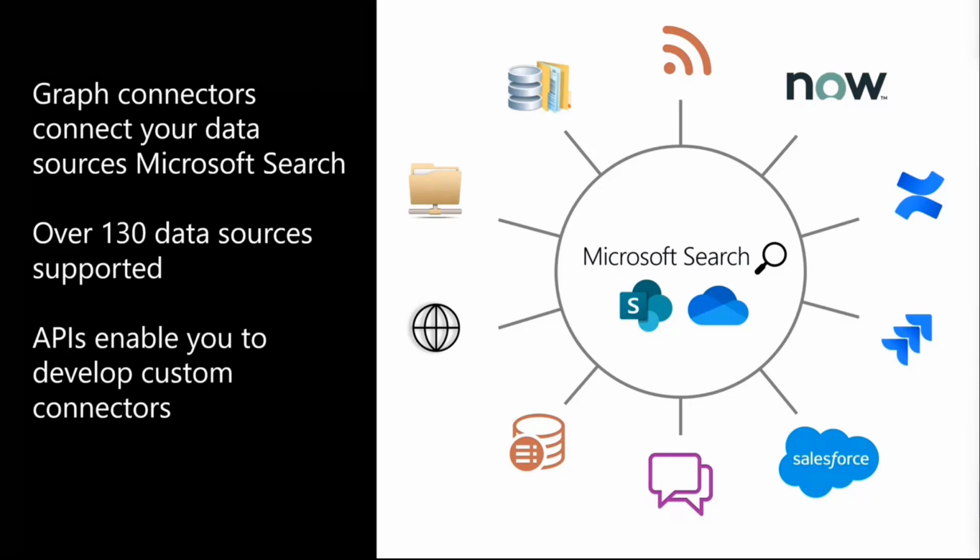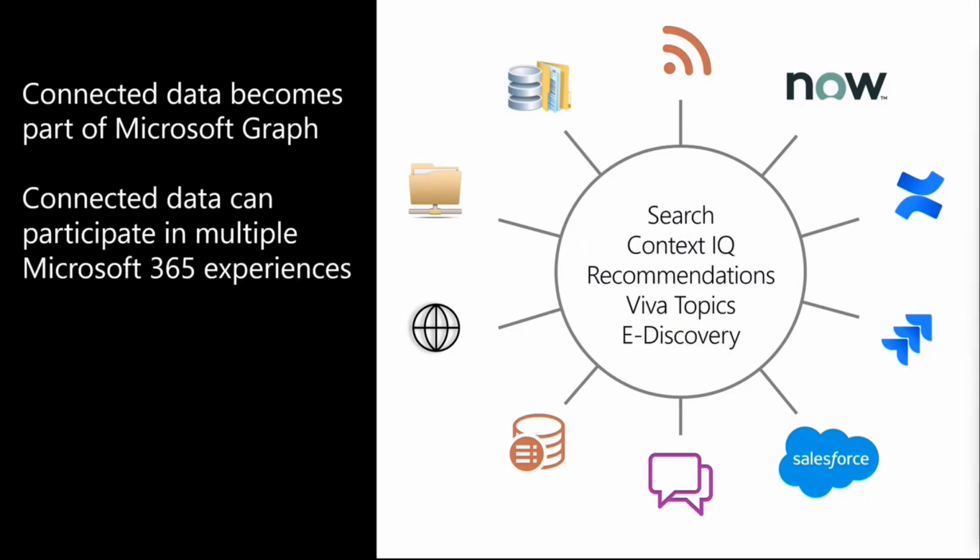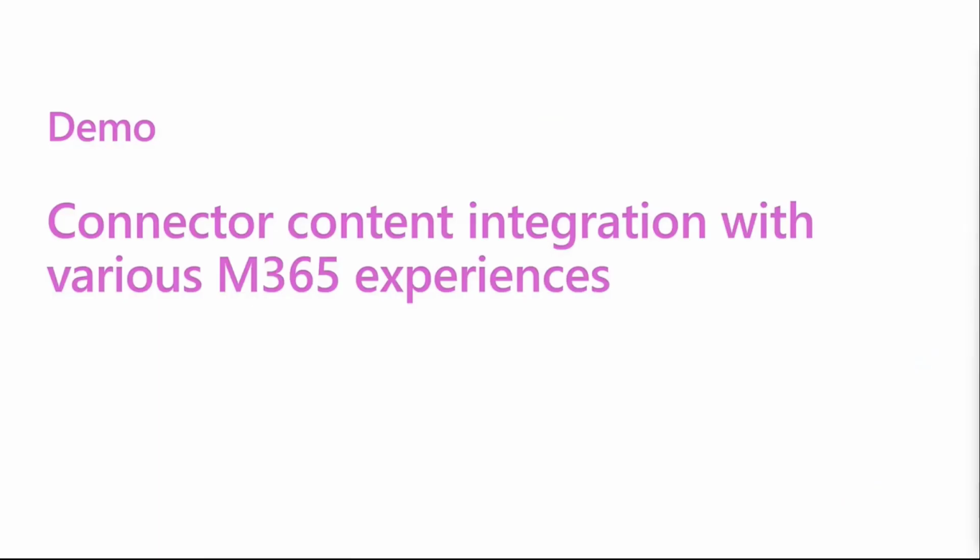And today we have over 130 data sources supported, and these publicly available APIs enable you to develop your own custom GraphConnector. Connected data becomes part of Microsoft Graph, and it can participate in multiple M365 experiences. To name a few, we have Search, Context IQ, Recommendations, Viva Topics will be coming, eDiscovery as well, and more. We're working on that.